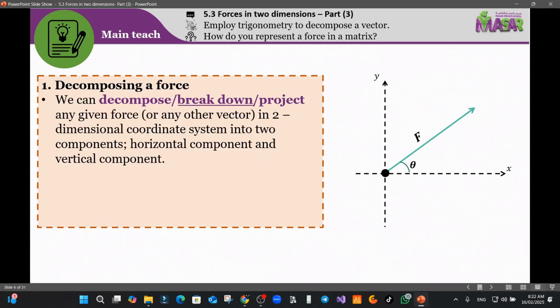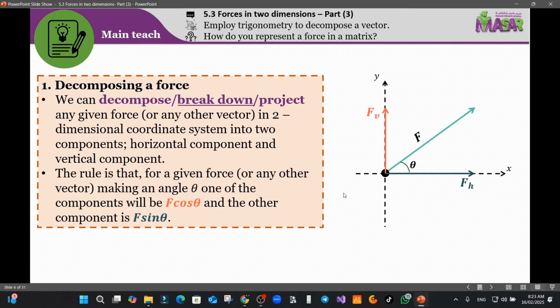Any given force or any other vector quantity can be decomposed, broken down, or projected into two perpendicular components in a two-dimensional coordinate system: the horizontal component, or the x component, and the vertical component, or the y component. The rule for decomposition is as follows. For a force making an angle theta with the horizontal axis or the vertical axis, we will see the two cases later, we apply F cosine theta and F sine theta to complete the decomposition.